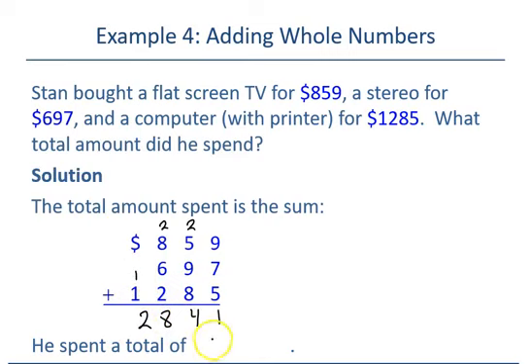And remember, you don't have to put the comma. I usually do. I'll put my dollar sign here, 2,841. So what is the total amount that he spent? It was $2,841. Okay, bought a lot of stuff, spent a lot of money.